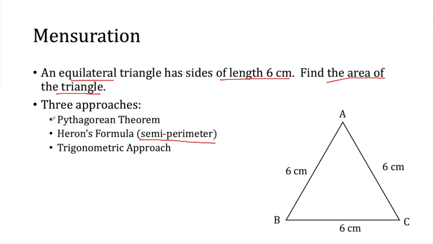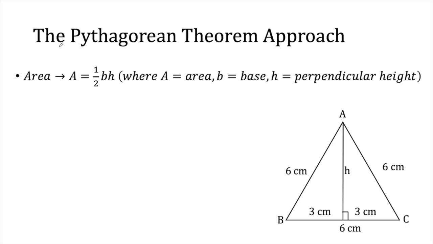The Pythagorean theorem would take the maximum number of calculations and steps. However, I will be examining all these three approaches. In this video, I will be looking at the Pythagorean theorem. So let's begin. The area of a triangle is given as A equals half times the base times the height. What we will first do in this approach is draw a perpendicular from the point A down to the side BC.